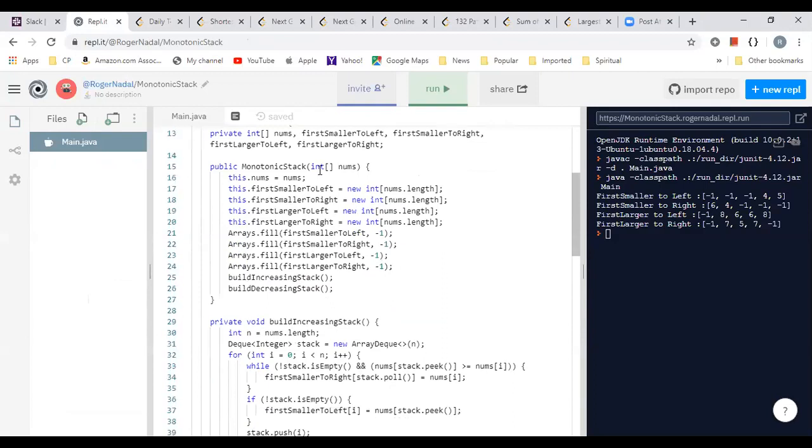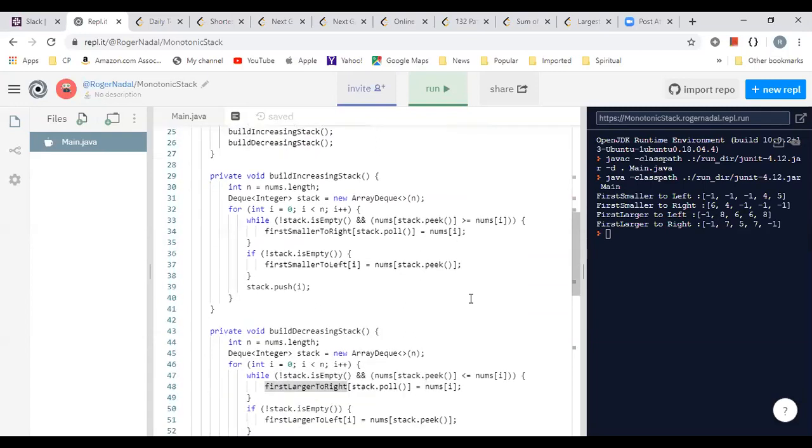What we are doing, we are going to calculate these 4 values: smaller to left, smaller to right, larger to left, larger to right. We pre-filled everything with -1. And then I am building an increasing stack and I am building a decreasing stack. So my idea is, when I build the increasing stack, the first smaller to left and first smaller to right will get pre-filled. And then same with the decreasing stack, these two will get updated. So this is boilerplate code, just preparing things.